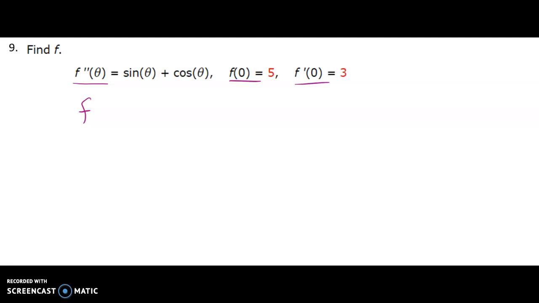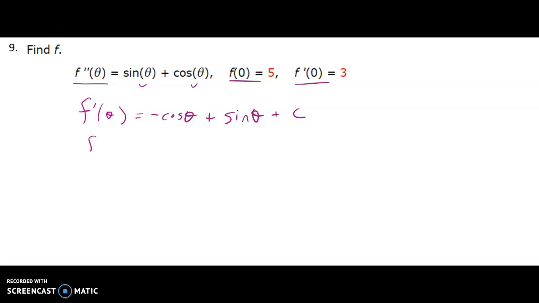Basically, I start at the second derivative and find the first derivative. The antiderivative of sine is negative cosine. The antiderivative of cosine is sine. If you want to check that, take the derivative of negative cosine, you get negative sine. Take the derivative of sine, and you get cosine. So you know you're right.